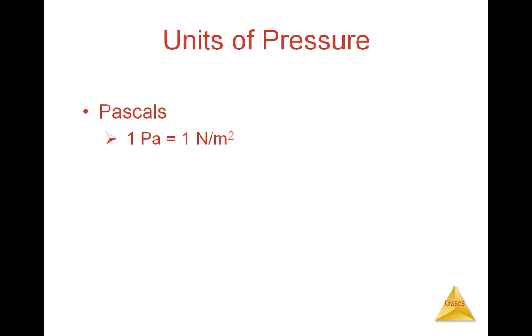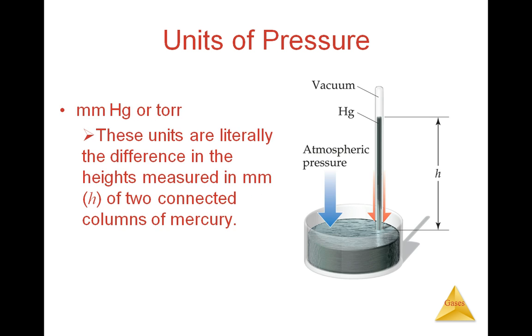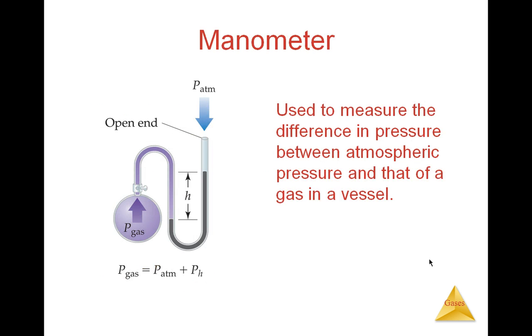Pascal is 1 Newton per meter squared. We have bars, which are 100 kilopascals. And then, of course, we have millimeters mercury, or torr. This graphic that we're looking at right now shows a barometer, and it's showing the height of mercury, and the height that it reaches is based on the weight of the atmosphere over the area of this pool of mercury. So the units are literally the difference in height measured in millimeters of 2 connected columns of mercury. All right, so 1 atmosphere, again, our atmospheric air pressure, what we use for standard pressure, is 1 atmosphere in 760 torr, 760 millimeters mercury.